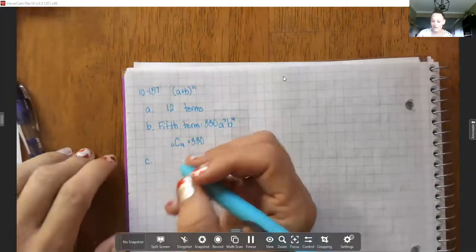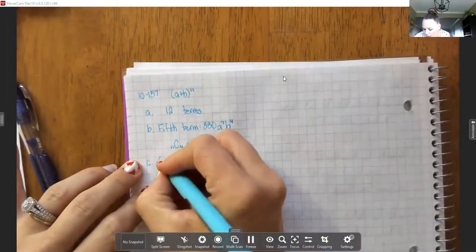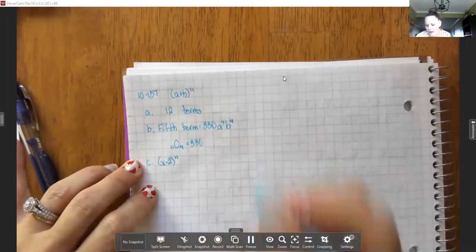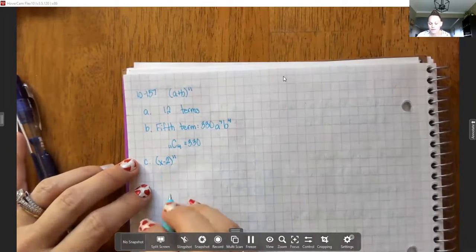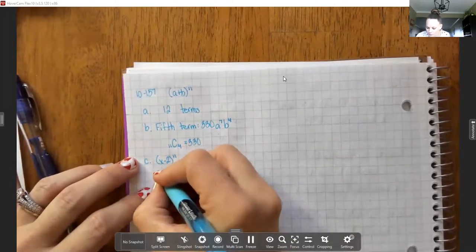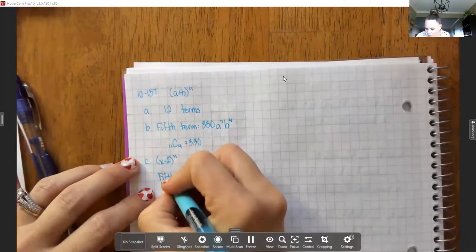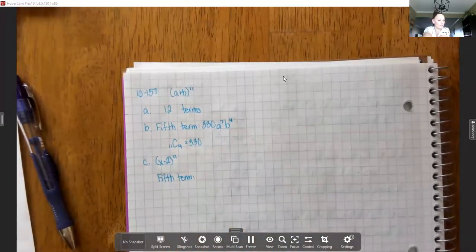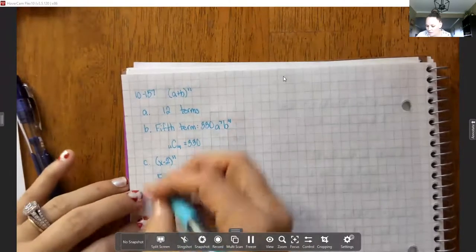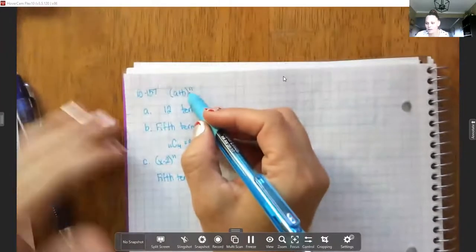So for part C, they're saying, okay, well, what about x minus 2 to the 11th power? And we just want to find the 5th term. That's all we're concerned about here is the 5th term again. So what you would want to do is substitute a and b. In this problem, we had a plus b to the 11th. And here we have x minus 2 to the 11th.